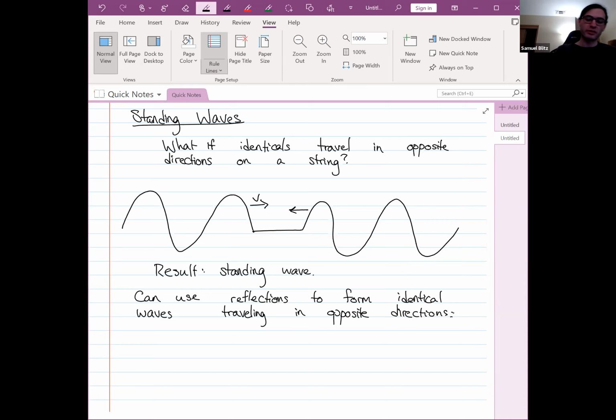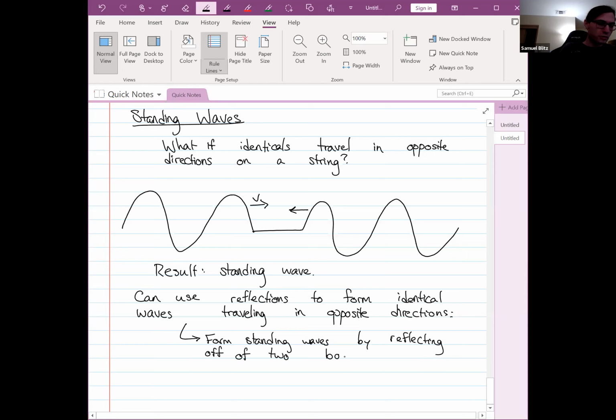Right, so we form standing waves by reflecting off of two boundaries, either fixed or free. And whether the end is fixed or free, it doesn't matter. You're still getting a reflection. It's just that the wave might have a different phase. Remember, for a harmonic wave, an inverted reflection has a phase difference of pi. So you have to account for that fact.